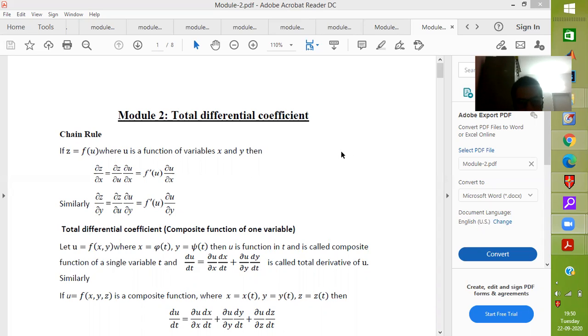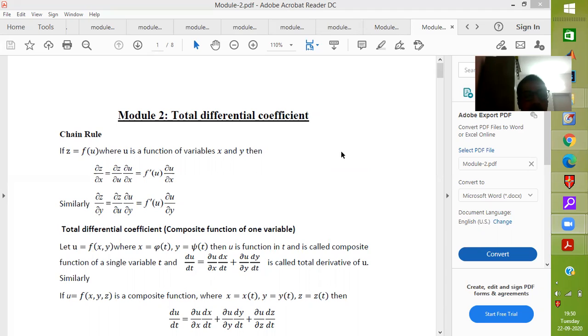But suppose you would like to observe the total change of z in all the variables, where x and y are again depending upon a parameter t. So in order to talk about total differential coefficient, one must have the dependence of z with respect to x and y, where x and y are further depending upon a parameter t. So for this, we apply what is known as the chain rule of differentiation.